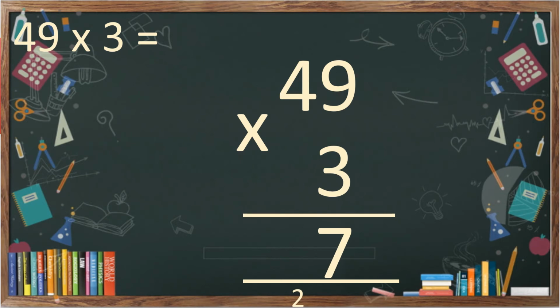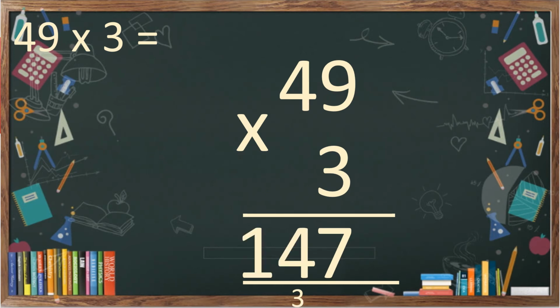Then we would go to the 4. We would do 3 times 4, which is 12. We would add on the remaining 2. That gives us 14. So we would put 14 in the column. It looks like this. The answer is 147.